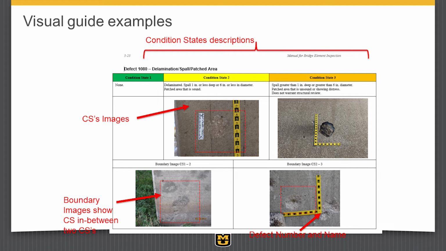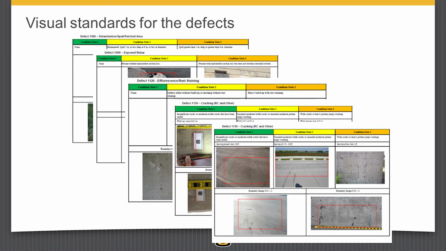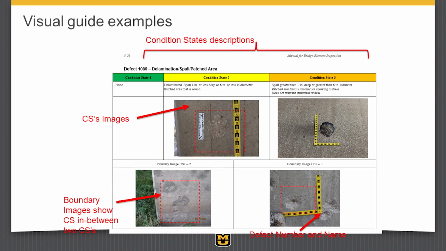And one of the neat things, I think, is that we also put in boundary images that show what it looks like between, say, condition state 2 and condition state 3. So that gives an inspector a chance to look at that. And again, it's not going to be a perfect comparison, but say, okay, if I've got more than this, it should be 3. If I've got less than this, it should be 2. And so that kind of gives you a boundary line. It's not appropriate for all elements, but where it was, we tried to put those in. And so when you look at the manual now, you see these pages that look like this. They've got these visual guides that show different types of damage on it.